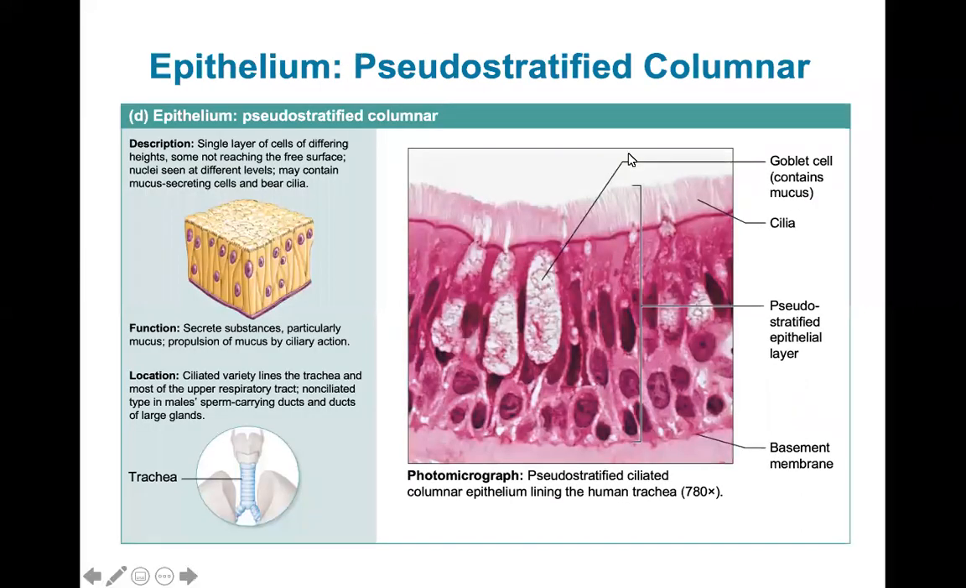And here you can see, it looks like multiple layers, but if you note, not all of these cells actually reach the apical surface here. If you look at this one here, it doesn't quite make it all the way up top. This one sort of squeezes up to about here, but they all originate at the basal surface, not all of them making it all the way up to the top. What you're looking at here are the cilia. These are going to be much longer extensions compared to the microvilli. Okay.